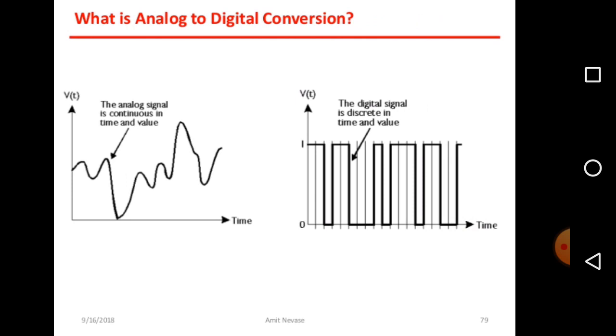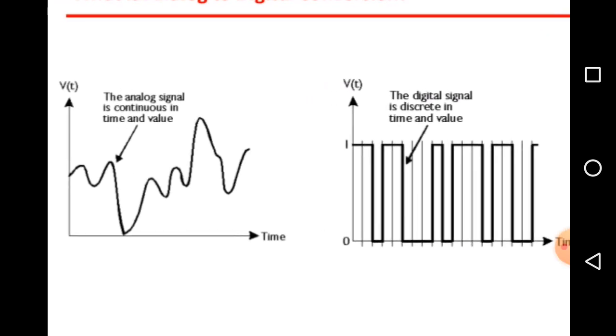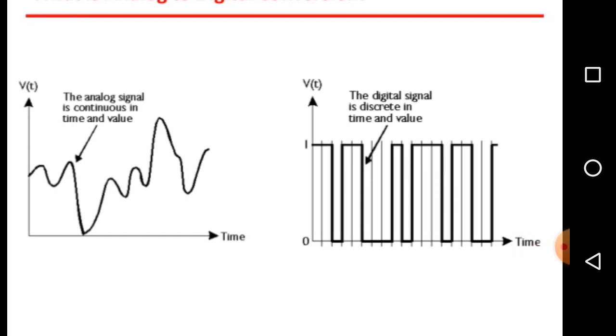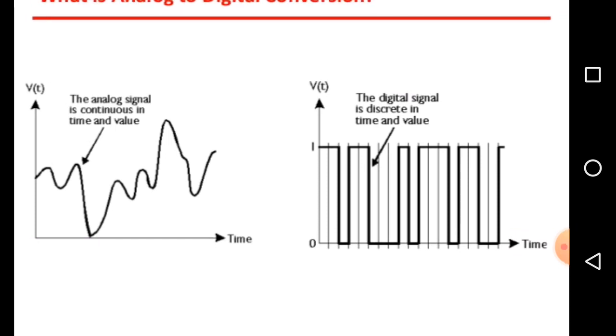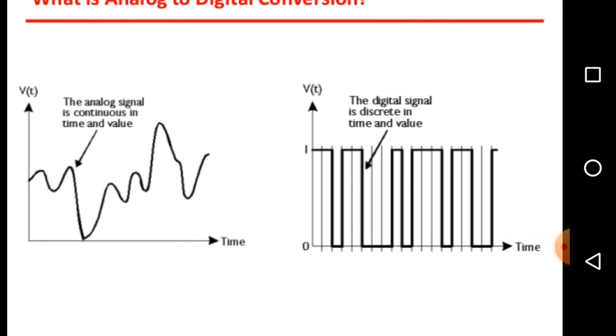What is analog to digital conversion? You will see in the picture, whatever input is there is in the form of continuous. The analog signal is continuous in time and value, and what you will get as output is in the form of digital, that is the digital signal is discrete in time and value. You can easily understand how analog to digital conversion is done using this slide.